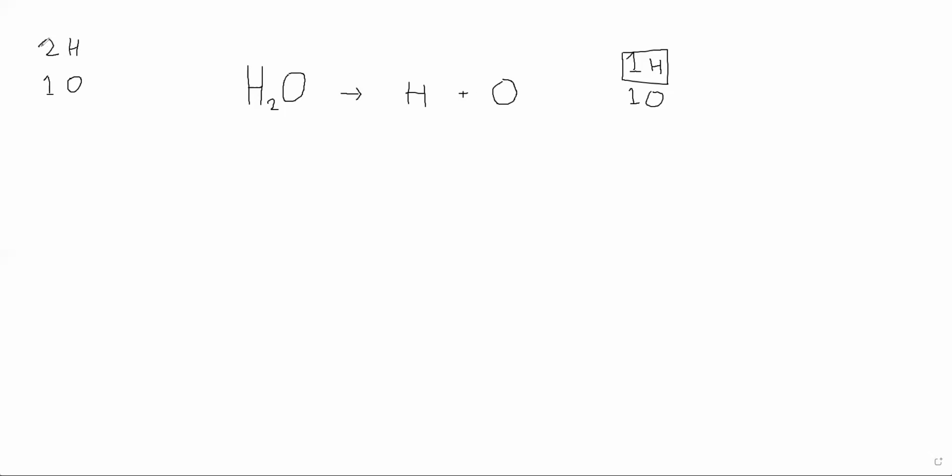So we have 2 hydrogens, 1 oxygen, and then on the other side, we have 1 of each. Like I said, we want to make sure that we have not 1 hydrogen on the right, but we want to turn this into 2 hydrogens. This one is pretty straightforward.